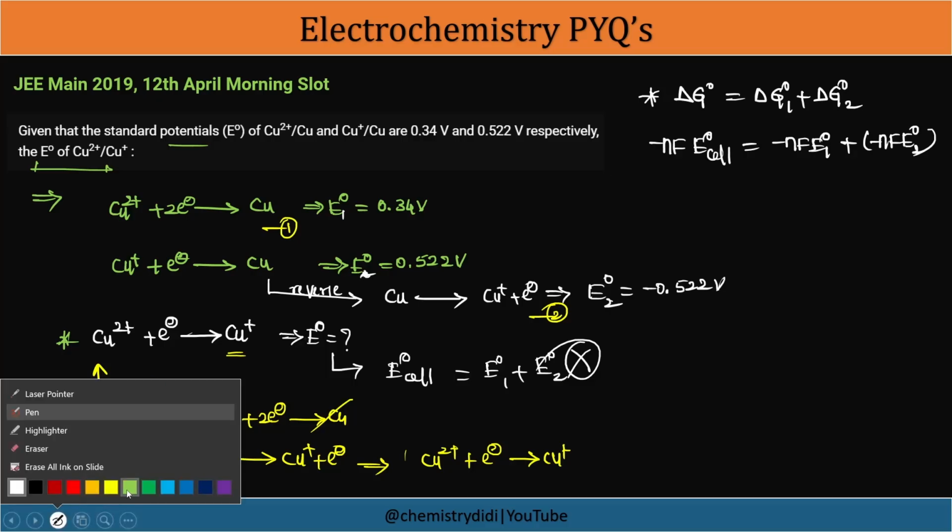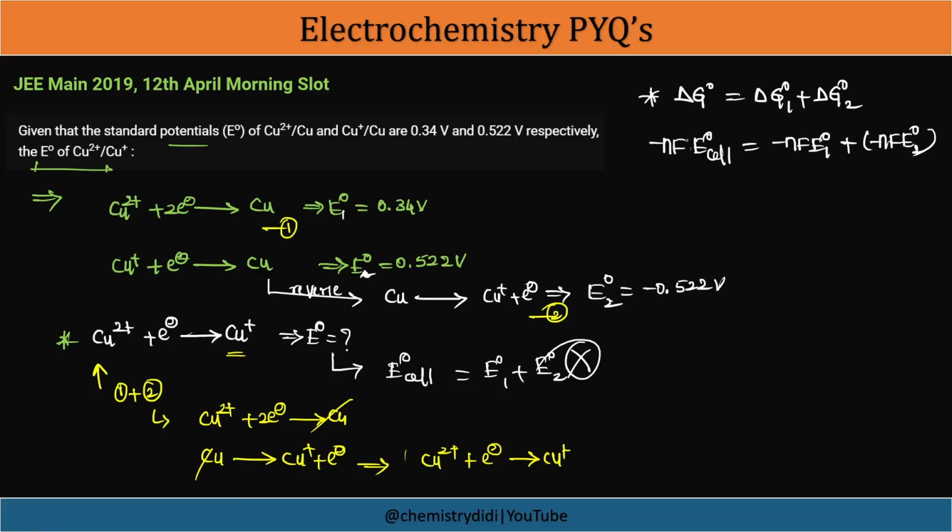So basically how you will do it: this F will get cancelled out, but n doesn't cancel out. That's why we need to go for Gibbs energy, because we need to take care of the electrons also, like how many electrons are being exchanged. In this case, how many electrons are being exchanged? What is the n value? The n value is 1, so 1 into E naught cell.